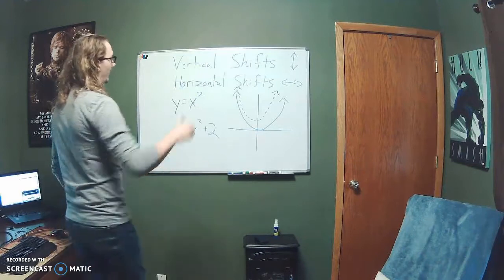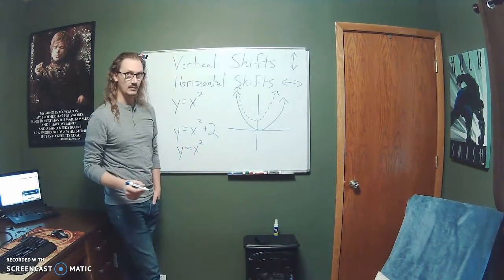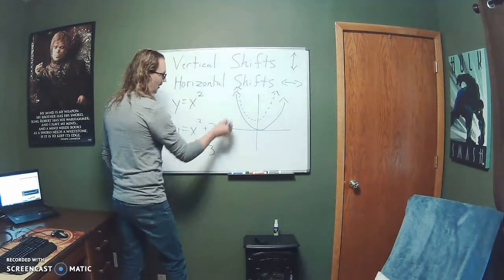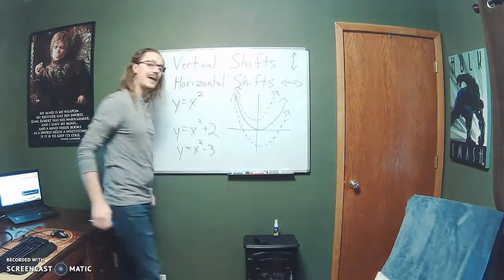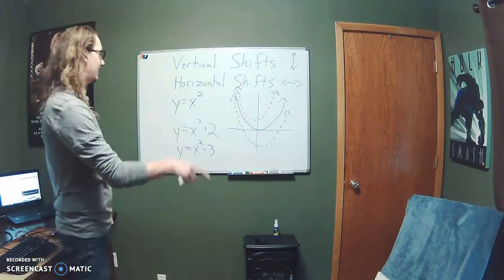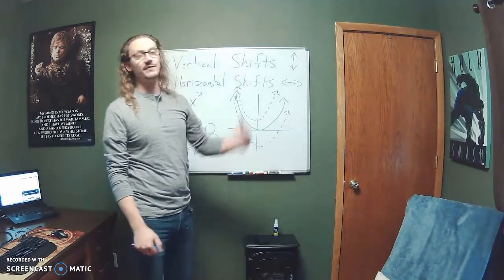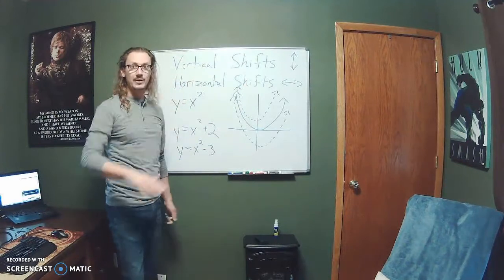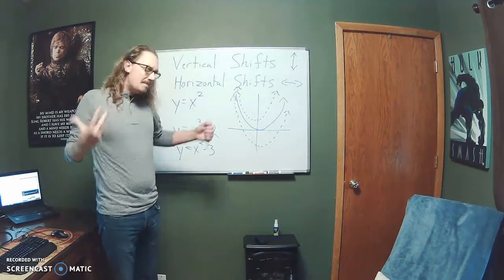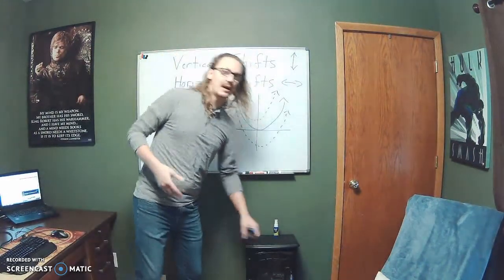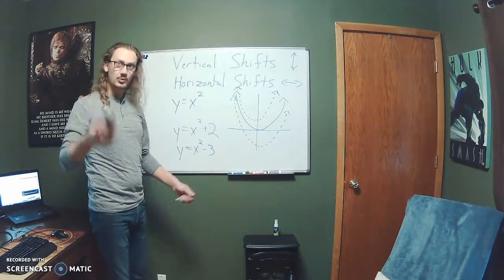Okay? If we wanted to move it down 3, we're going to subtract 3. So that'll look like that. Okay? So vertical shifts are easy. You want to move it up 2, add 2. You want to move it down 3, subtract 3. You want to move it up 55, add 55. Okay? So vertical shifts are pretty easy. And they're pretty intuitive. Up is positive. Down is negative. That makes sense based on everything we have ever done with graphing. So if you want to move it up and down, add or subtract. Okay?